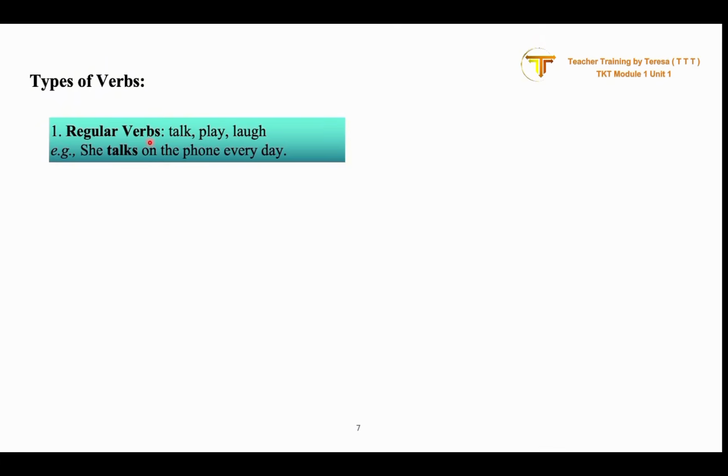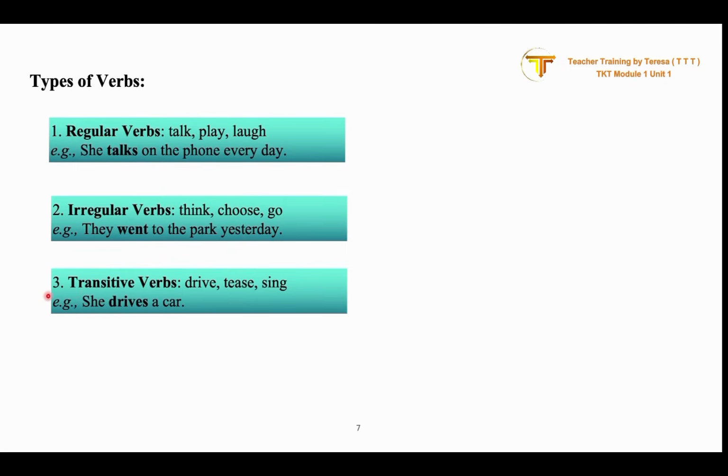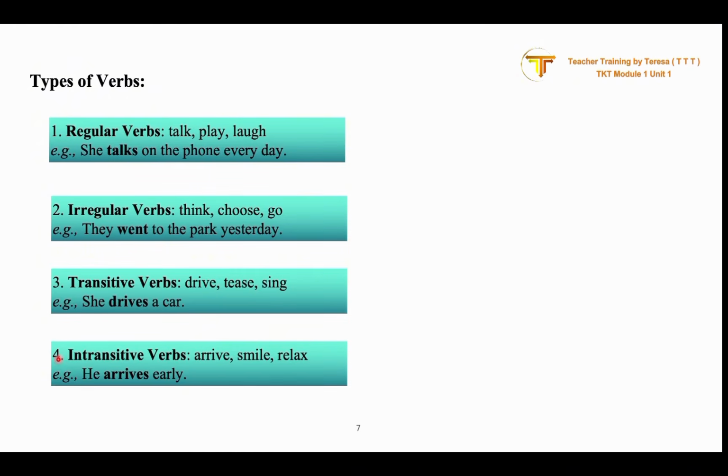1. Regular verbs: talk, play, laugh. She talks on the phone every day. 2. Irregular verbs: think, choose, go. They went to the park yesterday. 3. Transitive verbs: drive, tease, sing. She drives a car. 4. Intransitive verbs: arrive, smile, relax. He arrives early.